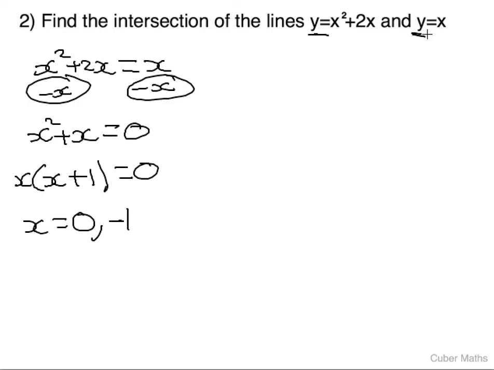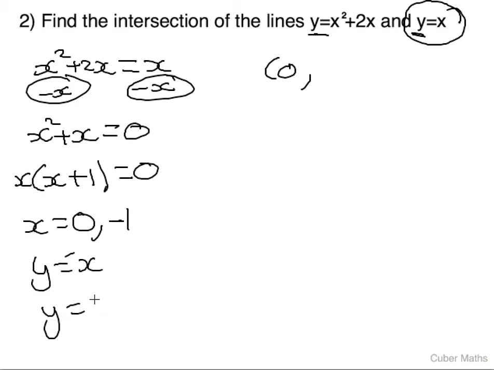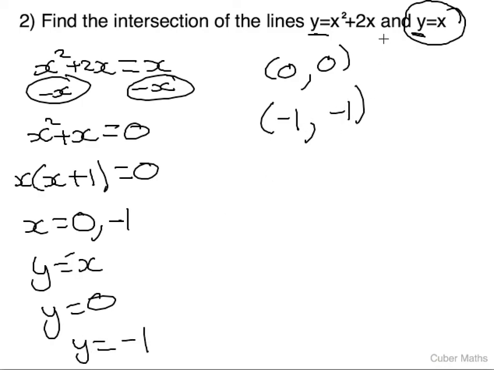and the easiest one to choose is this second one here, y is equal to x. So when our first value is 0, y is equal to 0. And then our second one we said was minus 1, so y is equal to minus 1. So those are our two intersections of the lines.